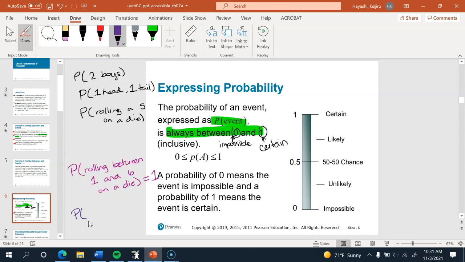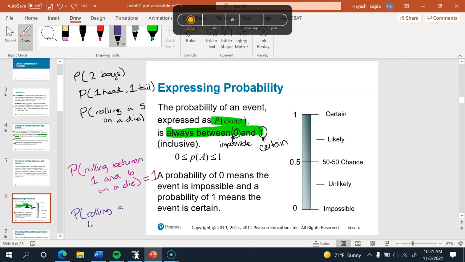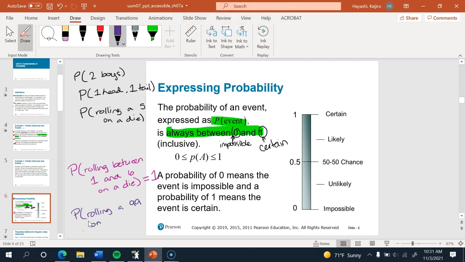In contrast, let's say the probability of rolling a 99 on a regular 6-sided die. That probability is 0. It cannot happen. And so most probabilities are going to be in between 0 and 1. Right? Most of them are. But for sure, it cannot be less than 0, and it cannot be greater than 1. It has to be between 0 and 1.